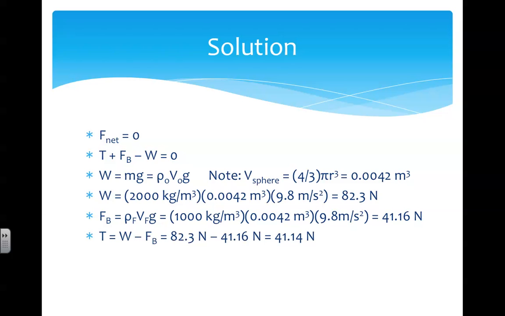Solving for the tension in our original equation, we find it to be weight minus buoyant force, or 82.3 newtons minus 41.16 newtons, equals 41.14 newtons. So the tension in the string is 41.14 newtons.